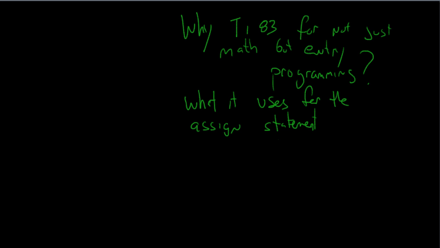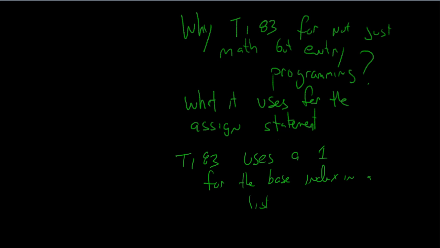The other thing that the TI-83 does is use a 1 for an index. It uses a 1 for the base index in a list. There are a few programs that do it like this, but most of them use a 0 for the base index.